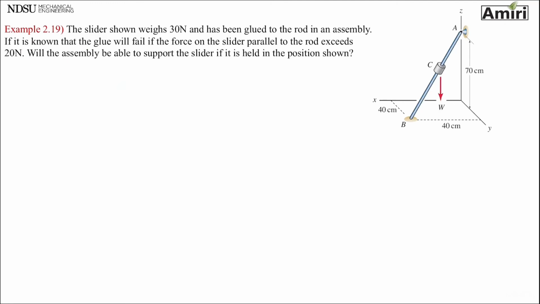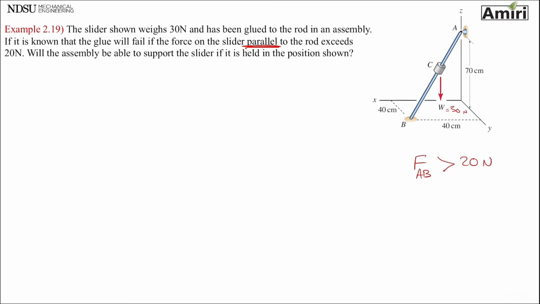Let's look at another example. The slider shown weighs 30 newtons, this W, and has been glued to the rod in an assembly. It is known that the glue will fail if the force on the slider parallel to the rod exceeds 20 newtons. So if F in the direction of AB is bigger than 20 newtons, it's going to fail. That's how much the glue can hold. Will the assembly be able to support the slider if it's held in the position shown?